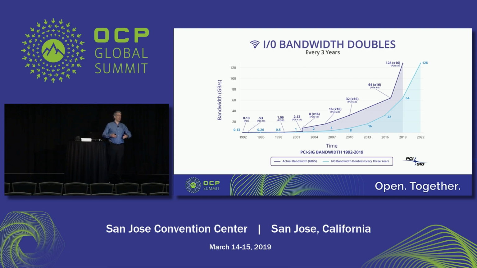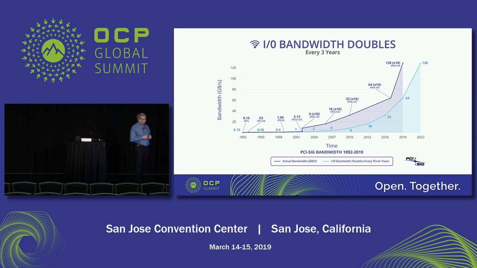Now, the specification has followed a path over many, many years. You can tell by the gray hair that I've been doing it for way too long. Back in 1992, when we first started with the parallel PCI interface, and evolving all the way up now through 2019 with the release of PCI Express 5.0.